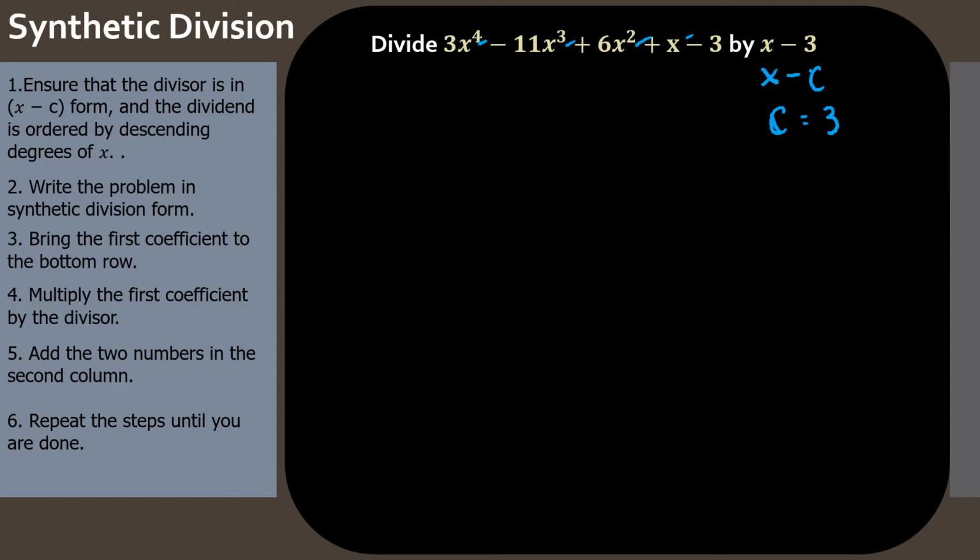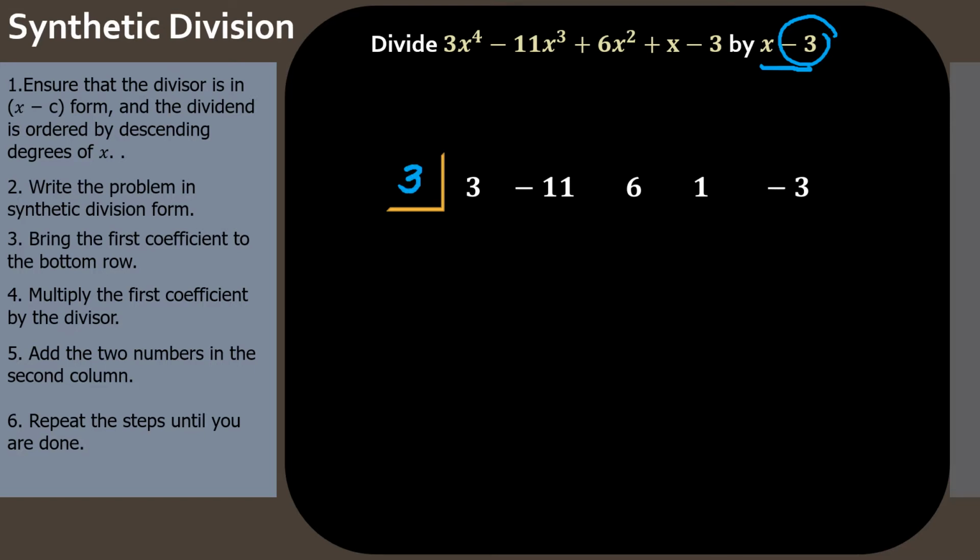Ngayon, isulat na natin ang problem natin sa synthetic division form. At sa paggawa ng form na ito, ang kailangan lang natin ay coefficient ng bawat terms ng ating dividend. Okay? So, meron tayo 3, negative 11, positive 6, positive 1, and negative 3. Dito naman sa kabila, isusulat lang natin ang value ng ating c. Sabi natin kanina, ang c natin ay si positive 3. Or kung ang meron tayong divisor na x minus c, palitan lang natin ang sign nito. That would be positive 3. Okay, so maglagay tayo ng bar sa ibaba.